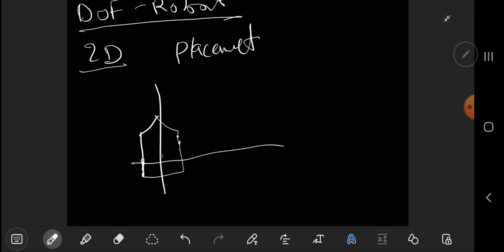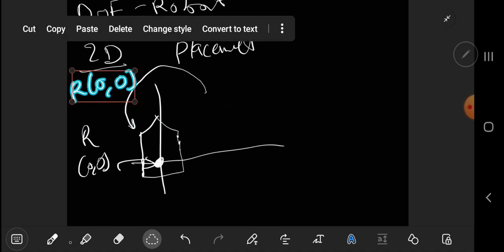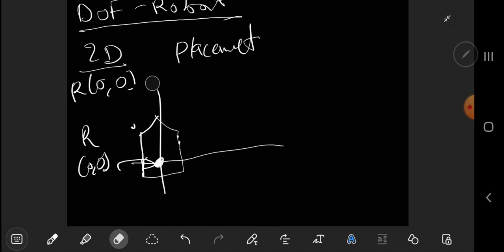If the robot can also translate in the environment, in two dimensions, I can make the robot, for example, like this, and it can translate. So let's define this one as the origin, let's define it as 0,0, and let's define the robot as r. So r at 0,0 is this one. So I can take this and put it right over here. This is the placement of the robot in starting.